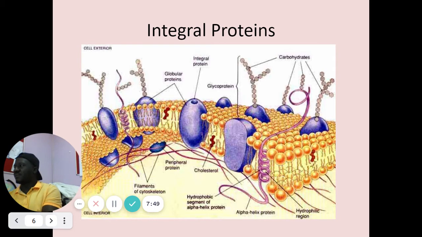Sandwich theory. The sandwich theory stated that the plasma membrane exhibits what we call a trilaminar structure. That is, a lipid bilayer is bounded by a protein layer on both sides. And in this model, proteins are usually represented in a globular form.